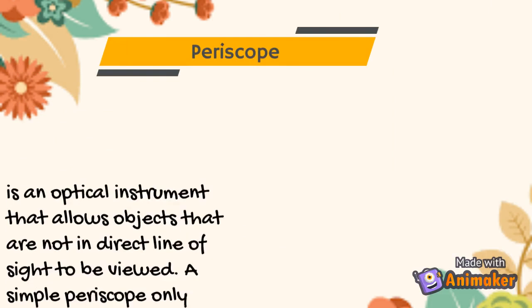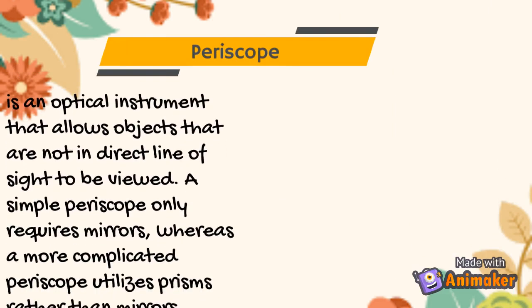Next, we have a periscope. It is an optical instrument that allows objects that are not in direct line of sight to be viewed. A simple periscope only requires mirrors, whereas a more complicated periscope utilizes prisms rather than mirrors.